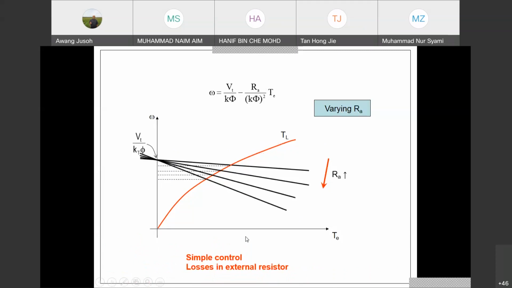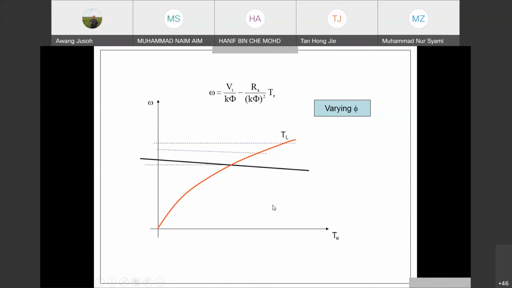Okay, now we move to the third one, which is flux control or field current control. You know that flux is proportional to field current, IF, right? So based on this formula, when you change the resistance RFC in the field circuit, the current IF will change. That is proportional to flux. When IF changes, the flux also changes. So we have this characteristic.